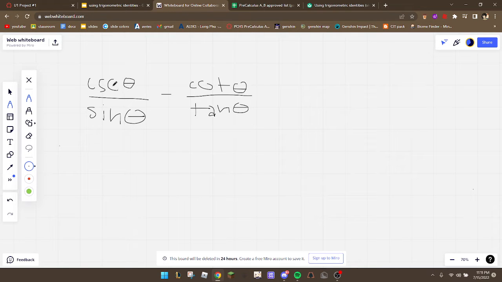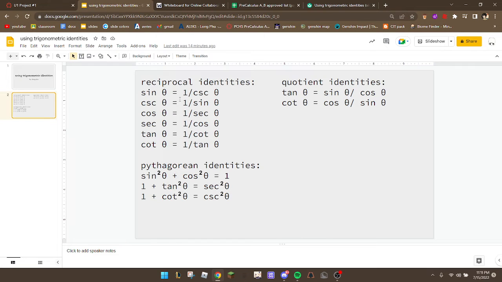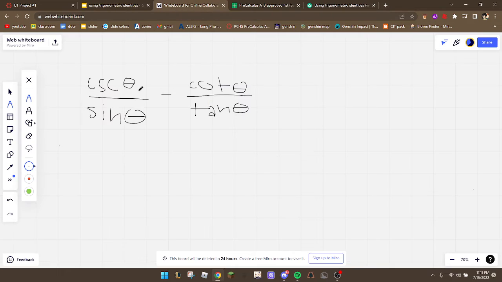With cosecant theta, we can simplify it to equal 1 over sine theta. So we could get this to sine squared theta. And this would be a common denominator because we know tan theta equals sine theta over cosine theta. So let's see. Cosecant theta would equal 1 over sine theta, and this would just stay sine theta.